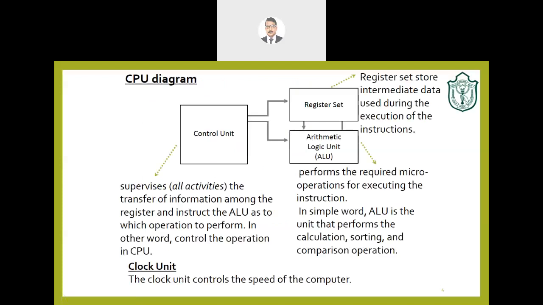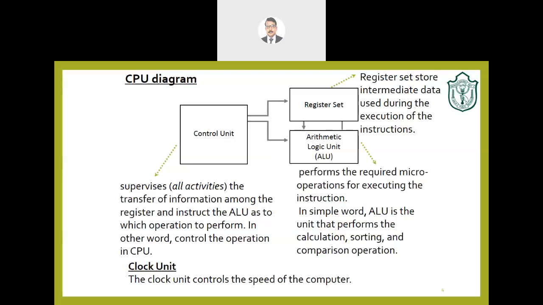Children, so far you have learned that the CPU is the brain of the computer. It controls the operations of the computer, in your lower classes. Now here you will learn something more advanced about the CPU. Let us understand the working of the CPU with the help of this diagram.